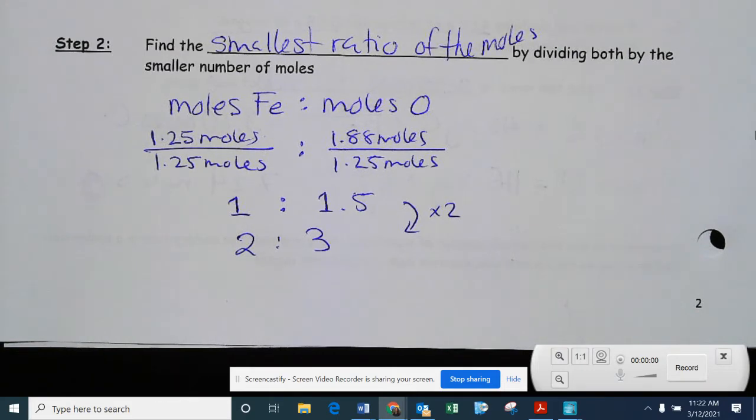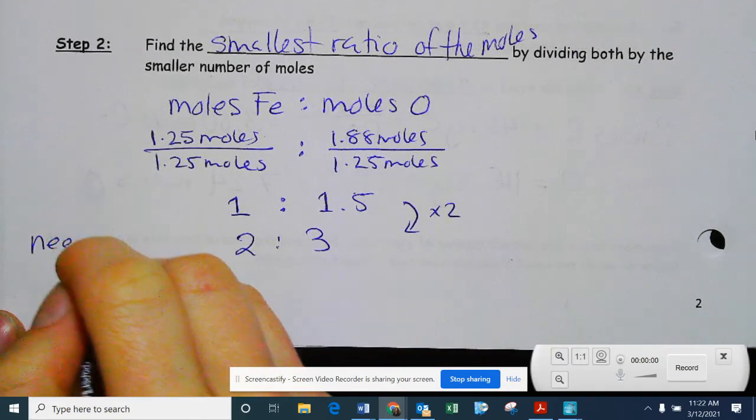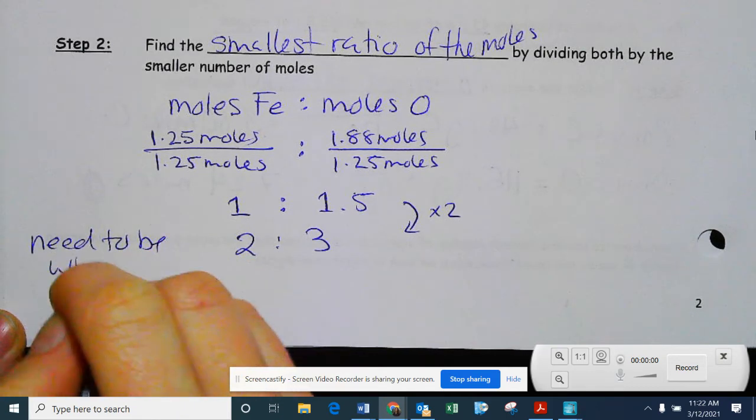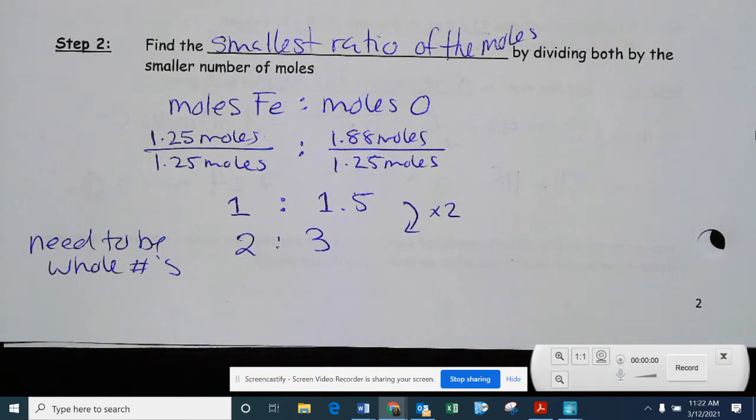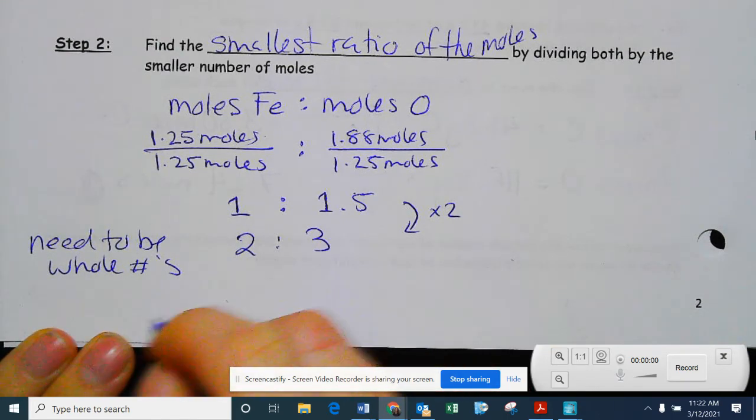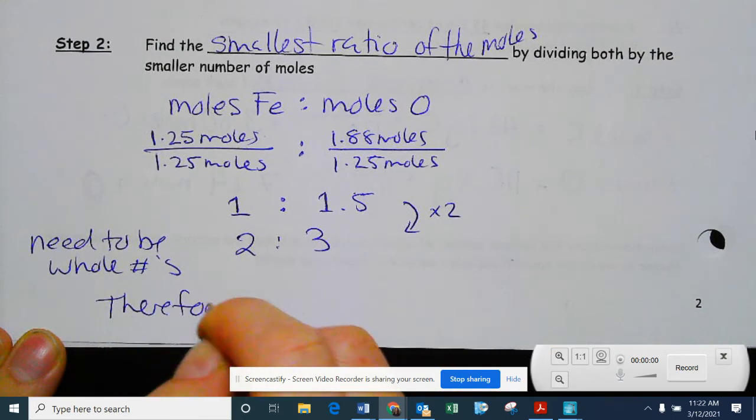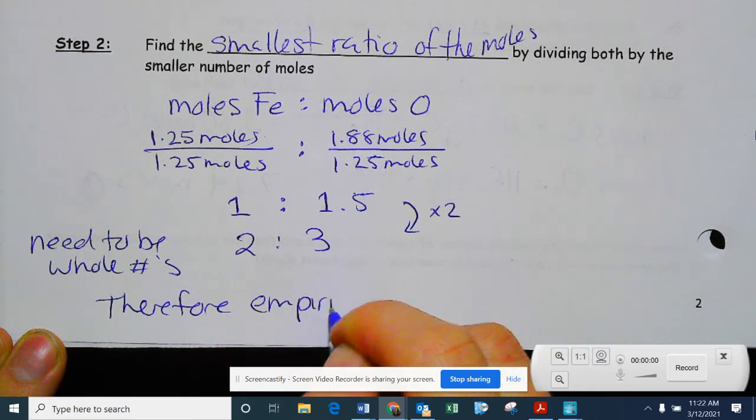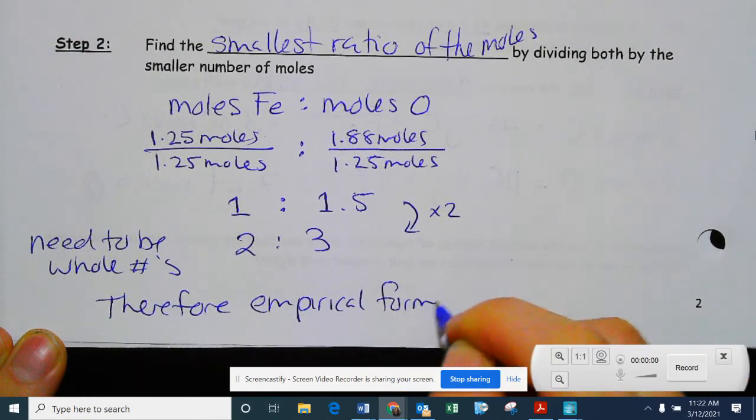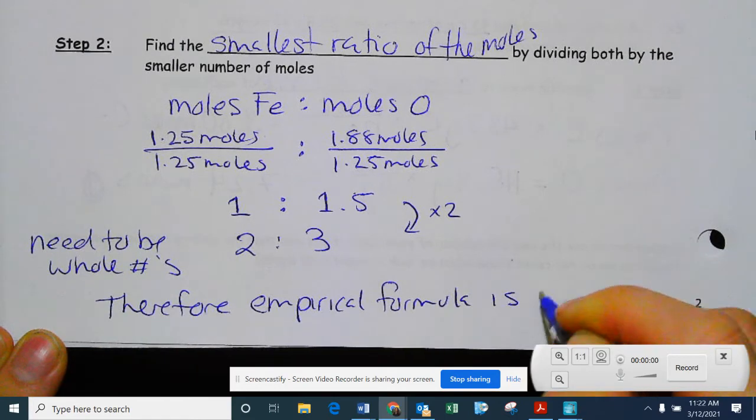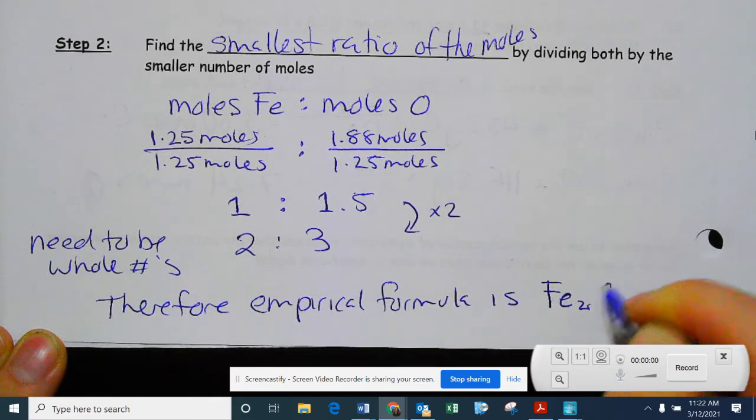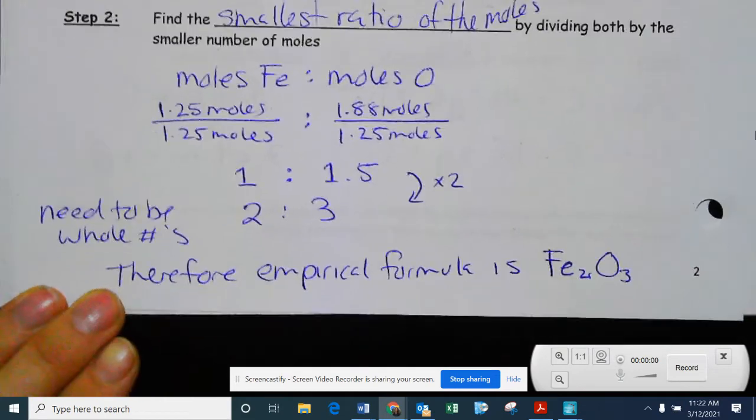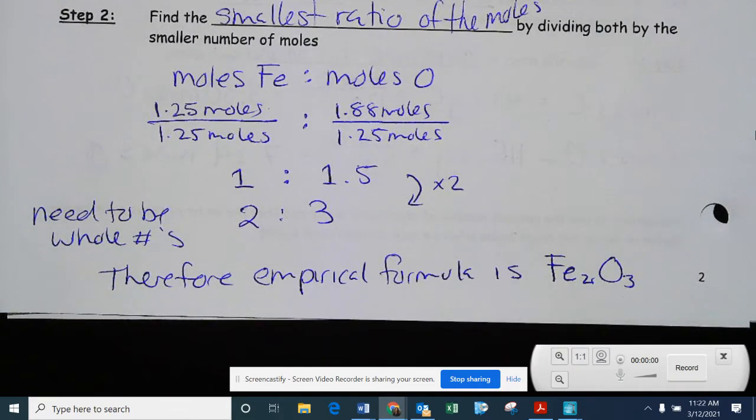So these need to be whole numbers. So the empirical formula is Fe2O3. So basically, as soon as you've got a decimal at the first place here, you should be multiplying to a whole number.